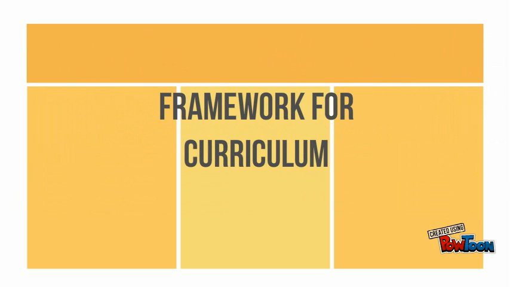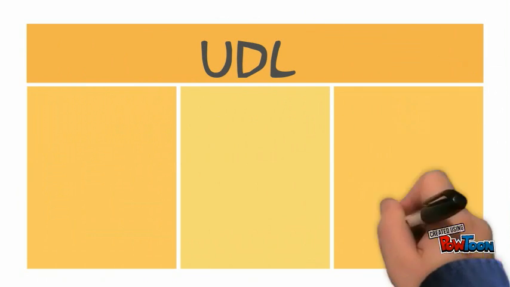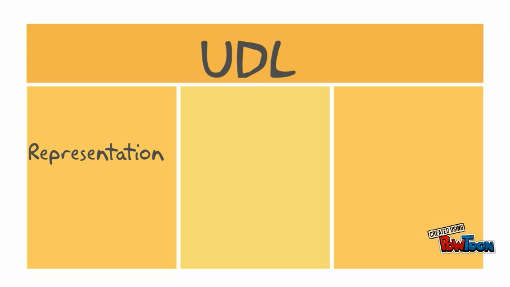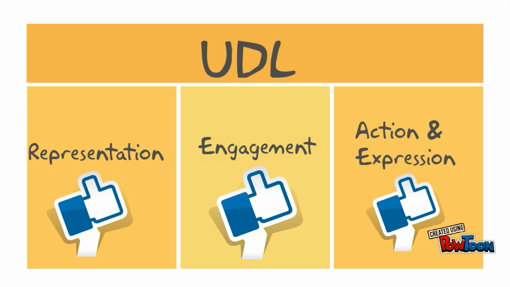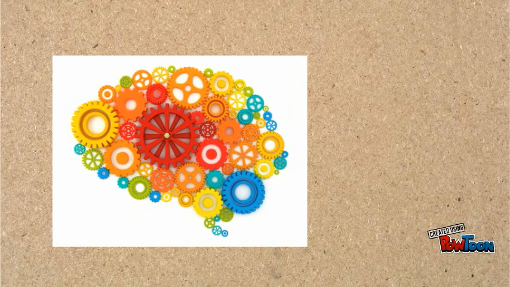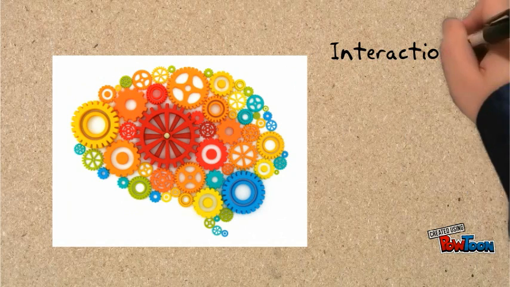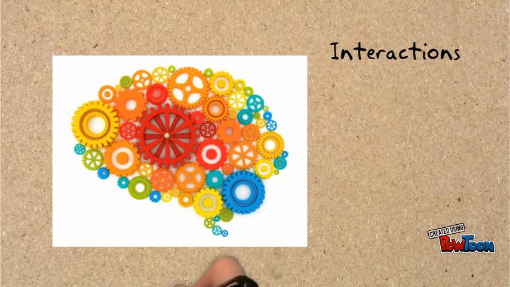UDL seeks to deal with learner variability by offering a framework for curriculum that presents information through many means of representation, many means of action and expression, and many means of engagement. How does this work? From brain research, we know that our brains are constantly shaped by interactions with the surrounding environment. We are constantly organizing and reorganizing our brains.